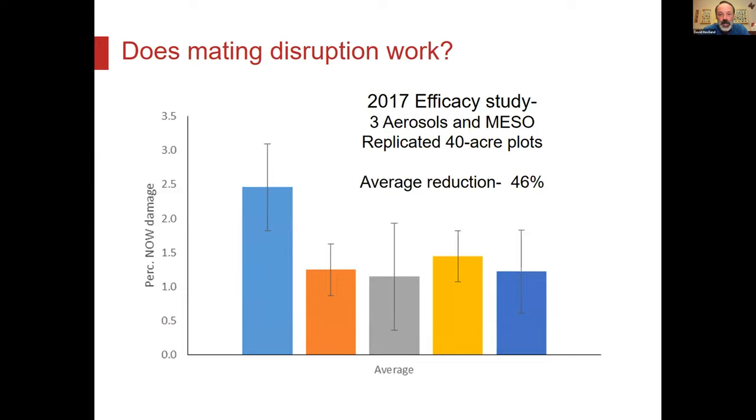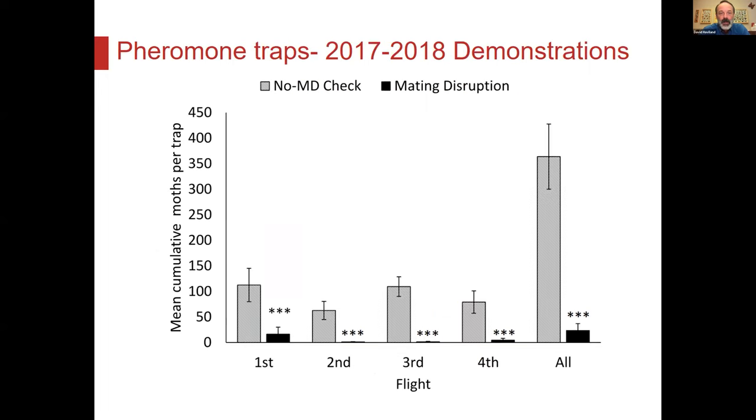So first question, does mating disruption work? The answer is yes. Do all those products work? The answer is also yes. This slide just shows the Semios, the Suterra, the Pacific Biocontrol, and the Trece aerosol and meso products. They're all the same. In fact, I realize this chart doesn't even show which one's which. It really doesn't matter. Every time we do trials, they all have similar results. So they're all good options. This trial, by the way, was on 40-acre plots, and you can see we were around 50% reduction in damage.